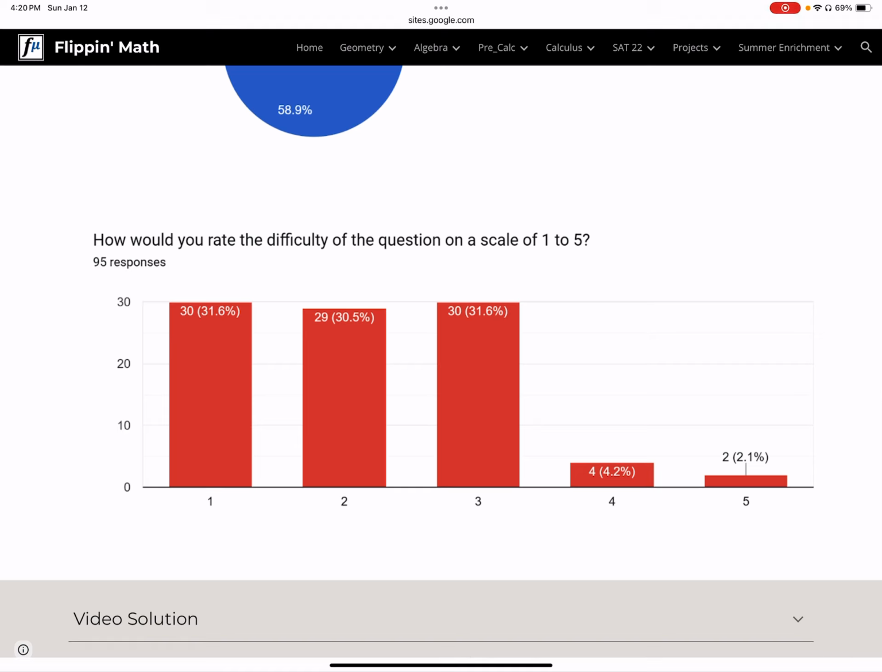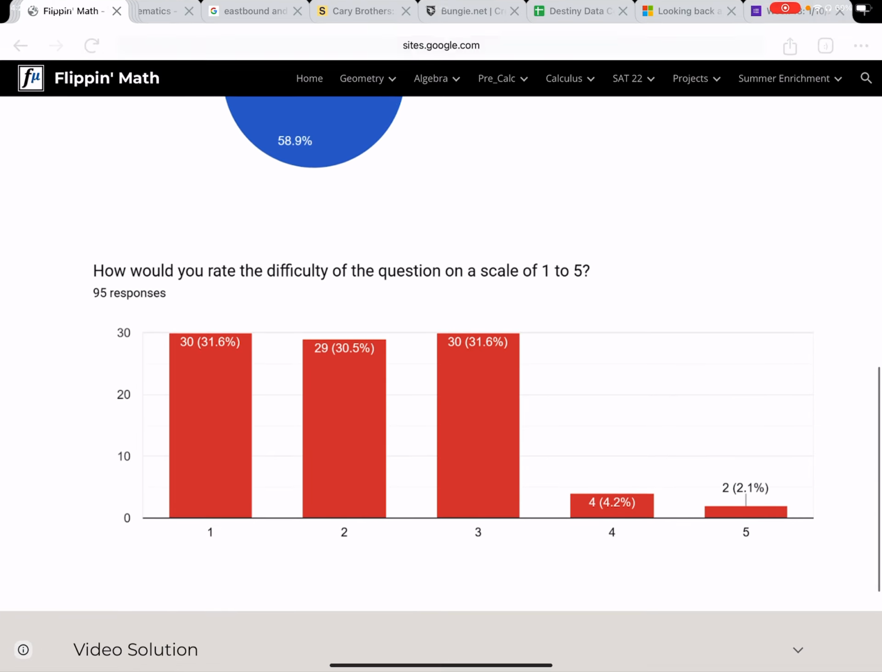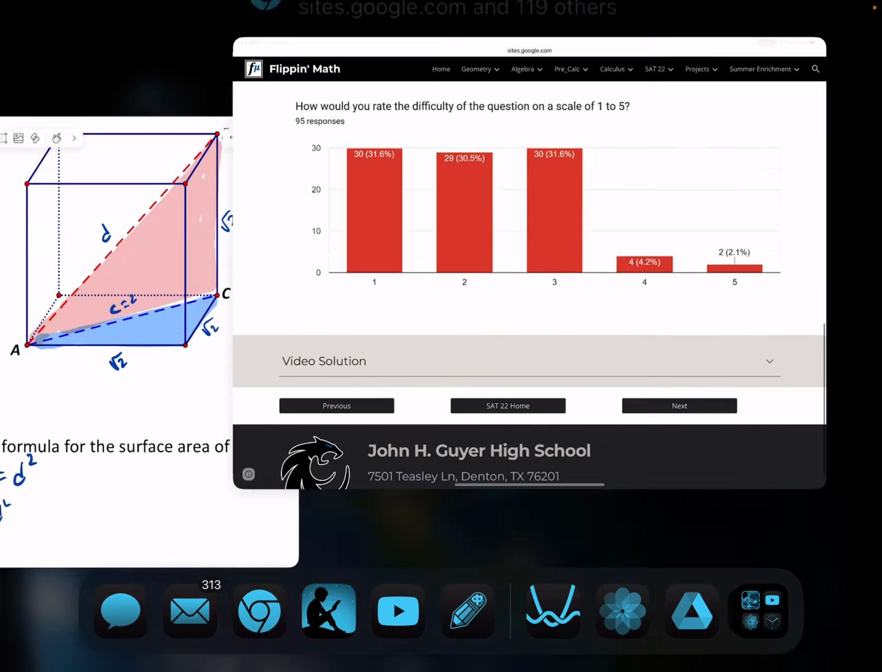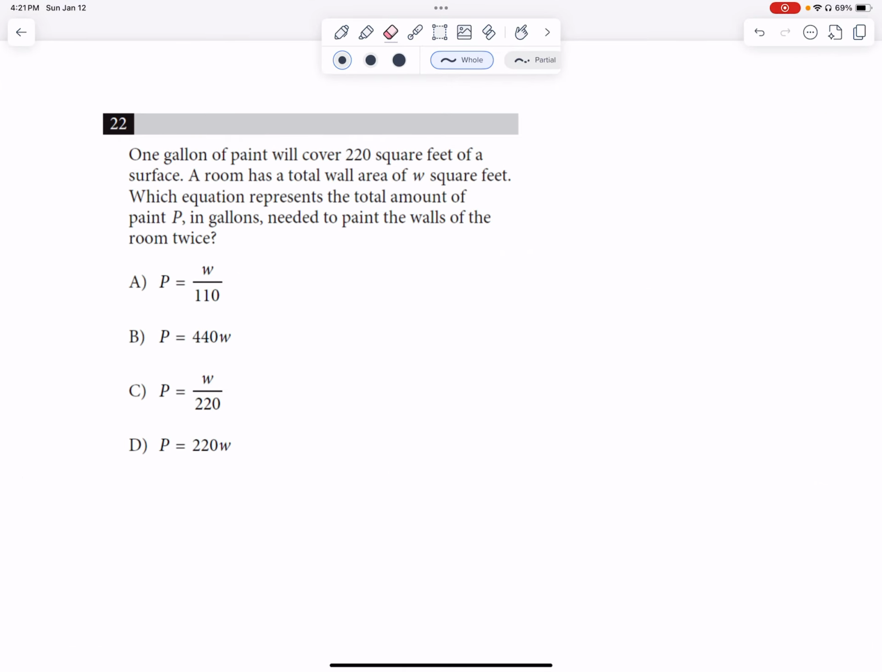And we overall thought it was a pretty easy question, easy to medium. You can see that it's about 30, 60, about 90% ish said that it was at least medium there, but definitely heavily skewed towards the easier side. So here, let's take a look at the actual solution, shall we?